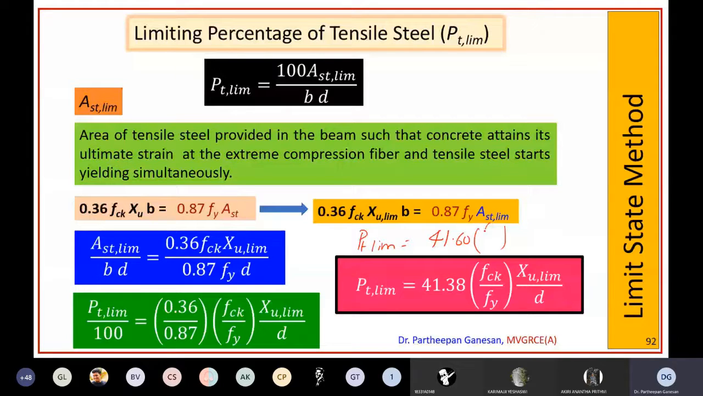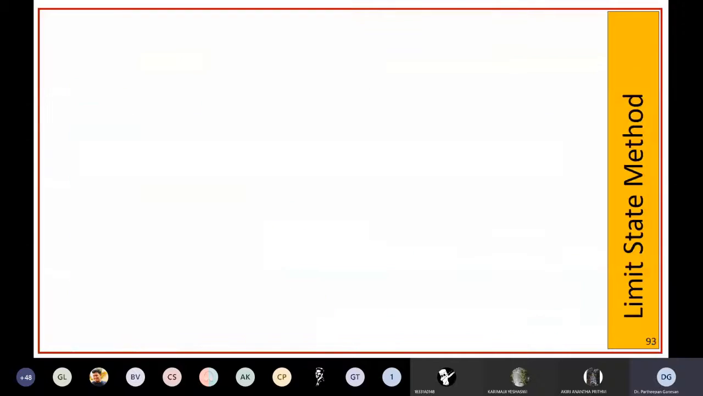Now for any case, if you know the grade of concrete, this is FCK. If you know the grade of steel, Fy, and XU limit by D for a particular grade of steel, you can find out what the PT limit percentage is. So these are all the various equations that you should know. Most of the equations are there, so here it is summarized.